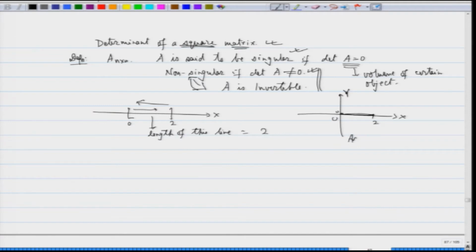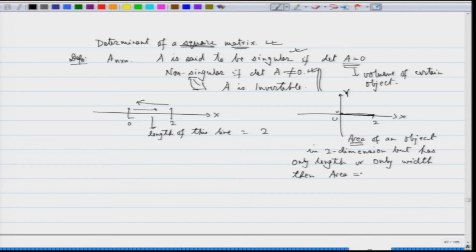So, if I want to talk of area of an object in 2 dimension, but it has only the x component or the y component, only length or only width, then area is equal to 0, all right, fine. Because for area, even if I have a parallelogram here, it should have certain height and it should have a base, fine. So, width is nothing but the height that I am talking about here. So, what we need is base as well as height. So, we need 2 components, in 2 dimension, 2 components.